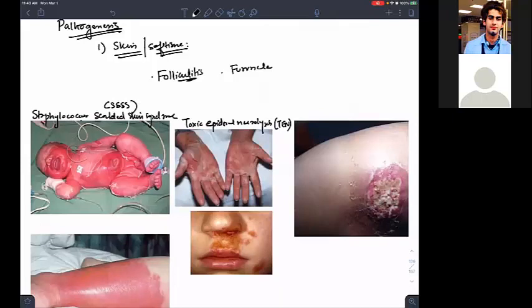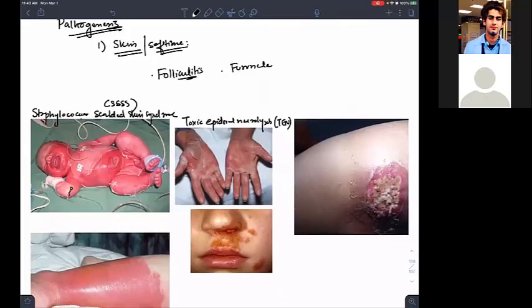Can we see the peeling of the skin here? Can we see the epidermis? See how the skin is getting scalded. It is a syndrome that this cute baby is having. And if you see the adult, you are seeing toxic epidermal necrolysis caused by this toxin.